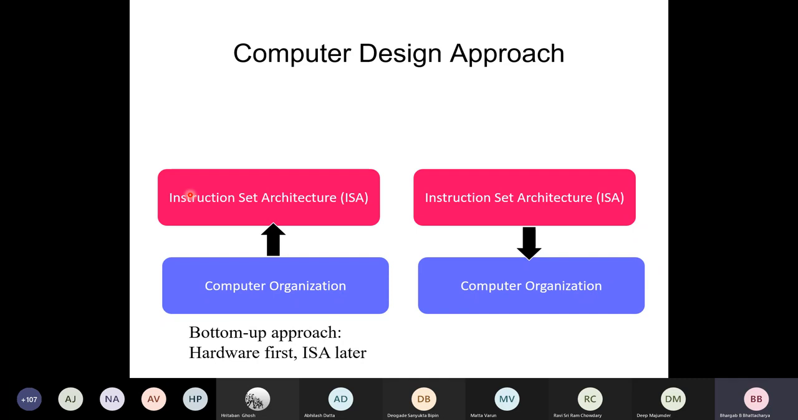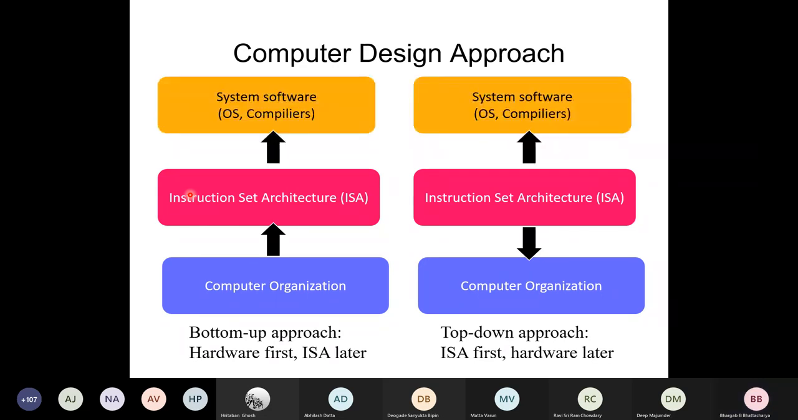That means what is expected from the architectural point of view. I mean, what kind of instruction set or power of instructions is required by today's software engineers. So that's why you start from instruction set architecture and then design the computer organization below it. So this is called the top-down approach. ISA first, hardware later. And once the instruction set architecture is done, then you can keep on developing system software, OS, compilers, and so on.